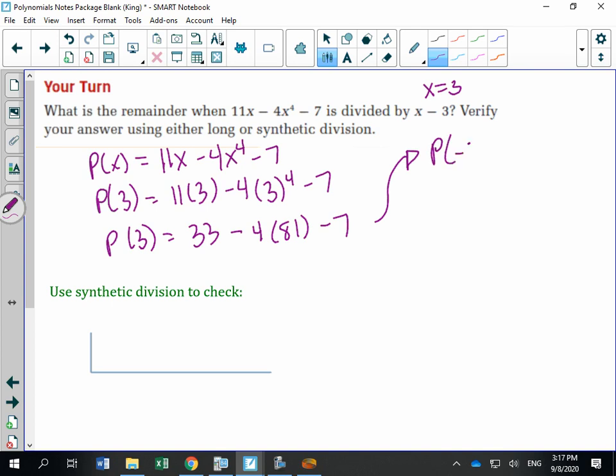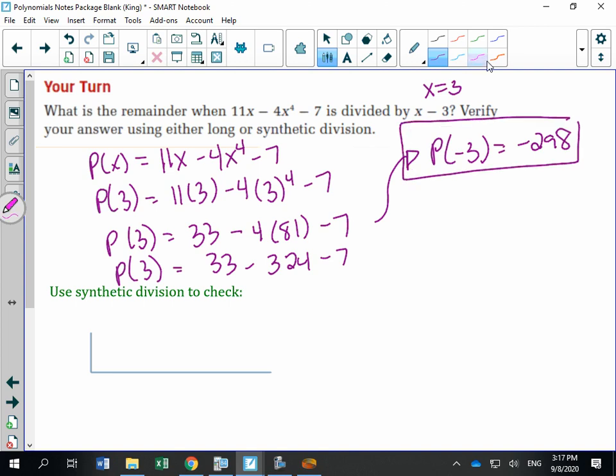And P to the negative 3 is equal, actually I'll do first down here, P to the 3 is equal to 33 minus 324 minus 7. And then P to the negative 3, if you evaluate that, you'd get negative 298. Okay, and again, this is my remainder.